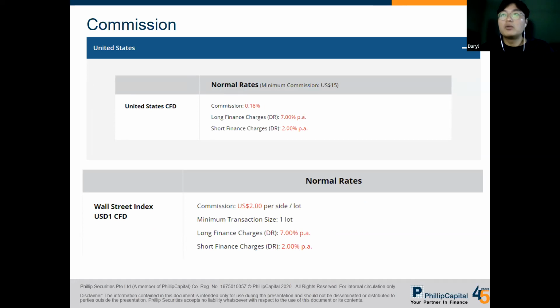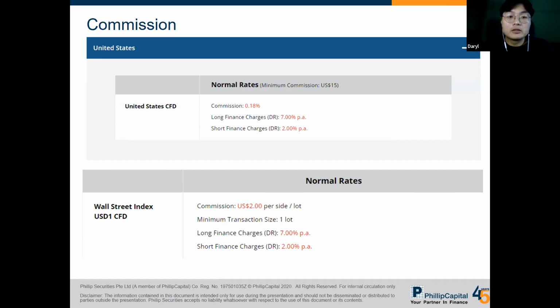So how can you count our commission? The top picture is based on US equities CFD. The total commission you will need to pay per entry is 0.18% of the total contract value. However, if your total commission is under $15 USD, then we will charge you $15. Assuming you enter a trade today and your total commission for the trade is $12, since $12 is under $15, we will charge you $15. However, if it's $16, then we'll stick with $16.